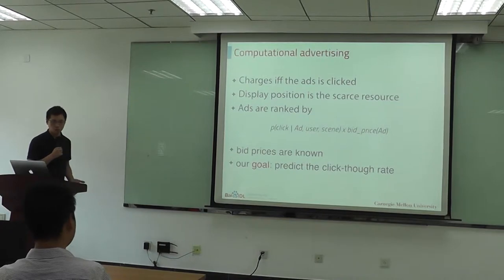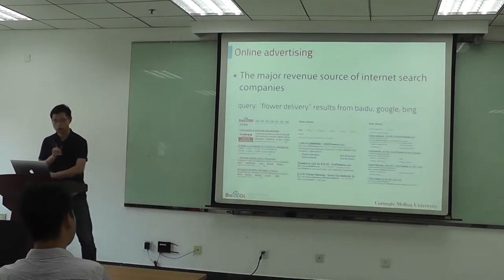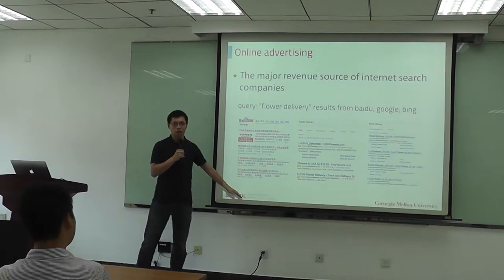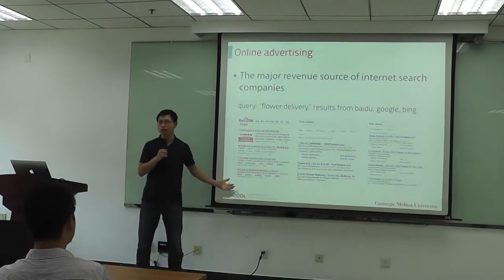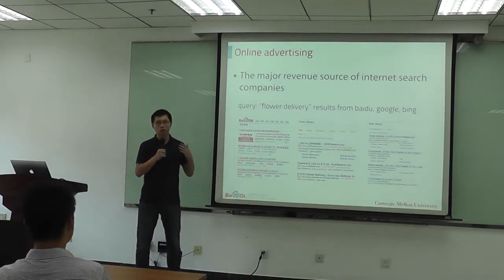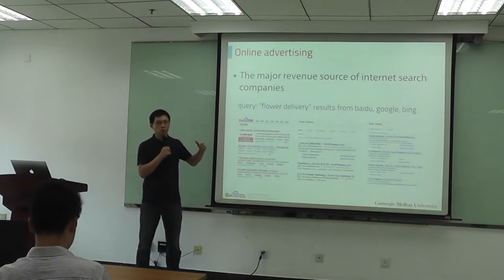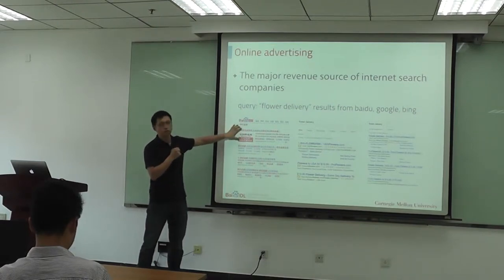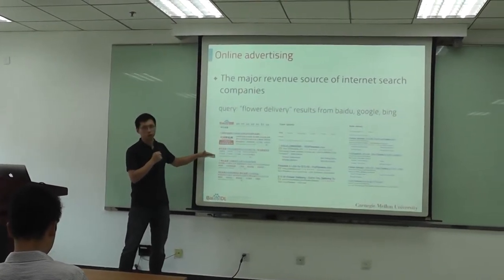For this problem, the companies only get money if and only if the user clicks on the ad. In this case, the display position is the most important resource, because you cannot make the whole page advertising. You only have, for example, 4 positions to display ads, and the rest should be natural results. Otherwise, the user experience is very bad. Here there is a natural position bias. Most users look at the first result, and if they get what they want, they click and do not view the later ones. So this is the most important position. This is the second most important position.